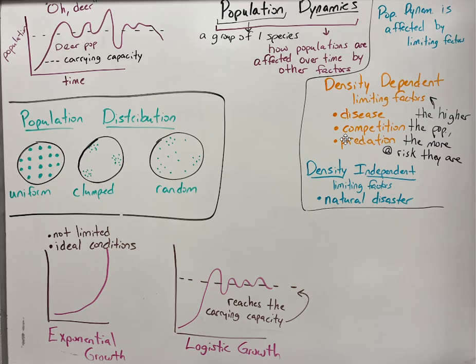And also, predation. The more there are, the higher chance of one of them dying from a predator. So these are dependent on how many there are out there. The opposite of that would be density independent.